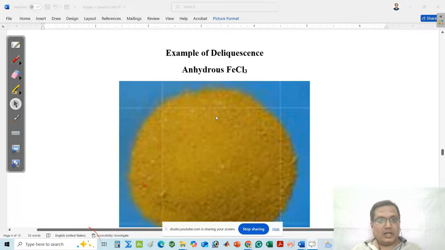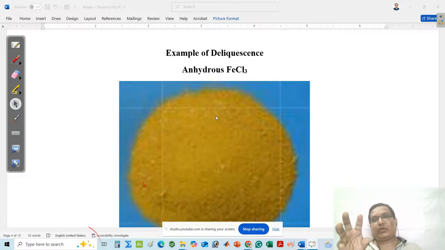Next, I will move to deliquescence. There is a relationship between hygroscopy and deliquescence. In case of hygroscopy, the substance absorbs water molecules from the atmosphere, reacts, and converts into hydrated or hydroxide form. But here remember, such substances absorb water molecules from the atmosphere, no doubt, but they absorb until they dissolve. That means they absorb such an amount of water that it automatically forms a solution.